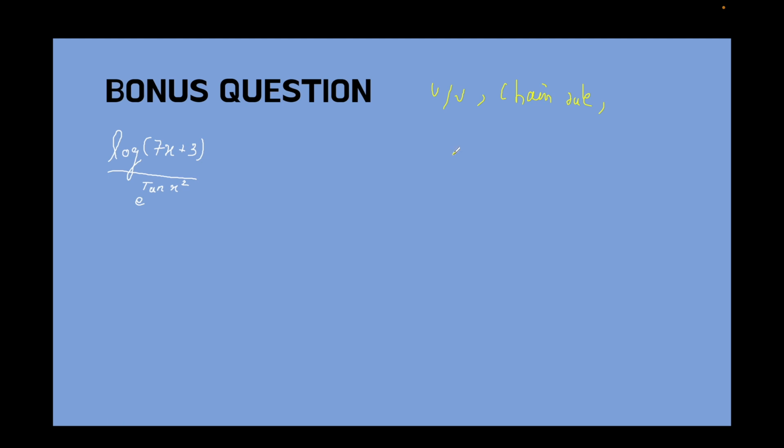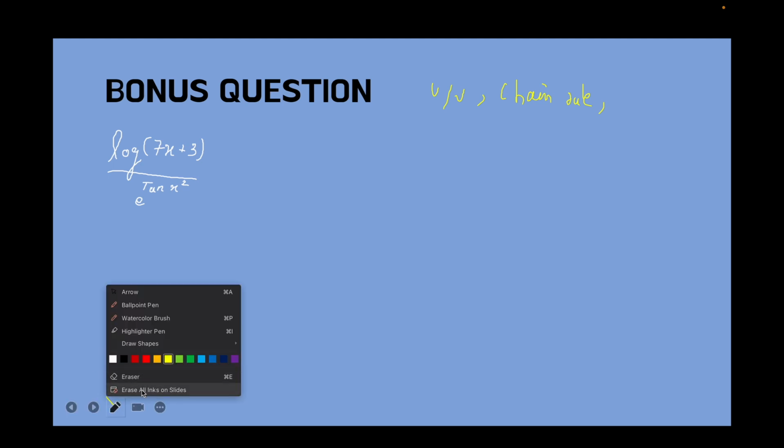I hope all of you have paused the video and given it a good try. Now we will solve this question. Okay, listen to me carefully. How will we go? First, this is u by v. We'll start calmly, and first we will differentiate the first function, which is log of 7x plus 3. Differentiation of ln, this is base e. So differentiation of ln of x is nothing but 1 by x.